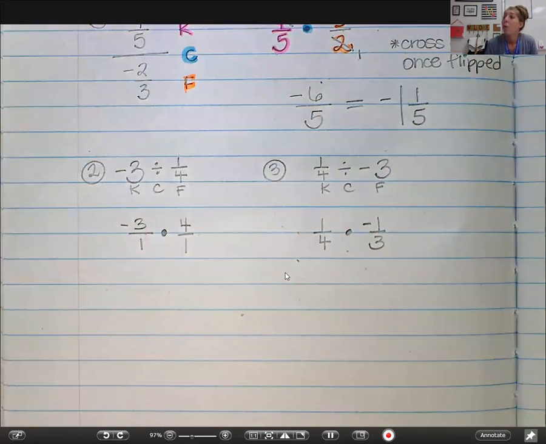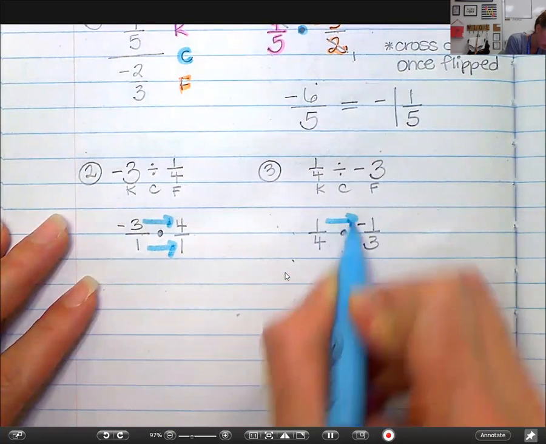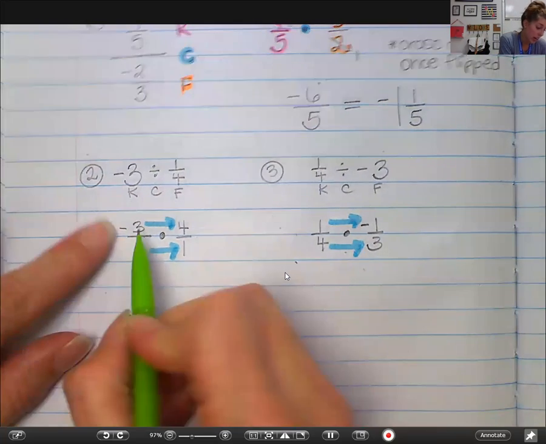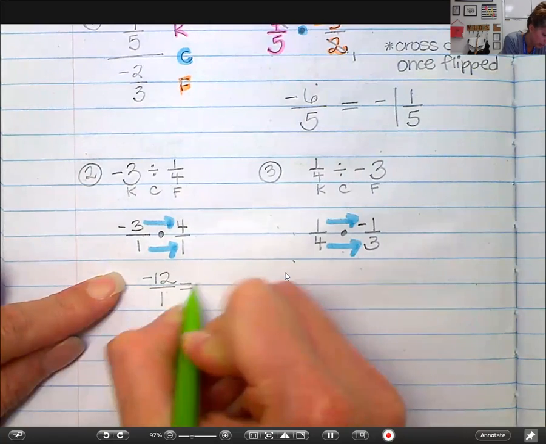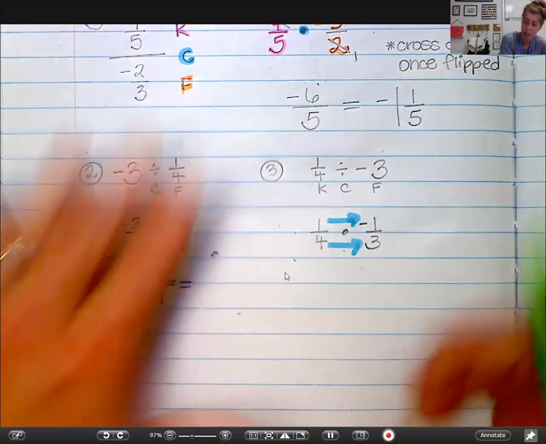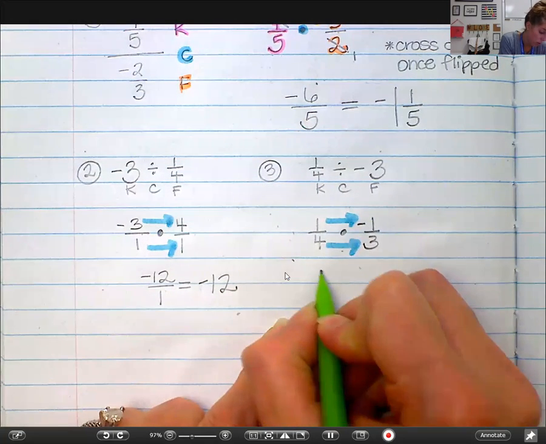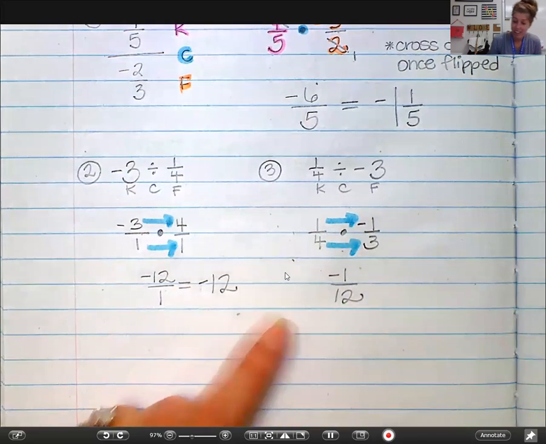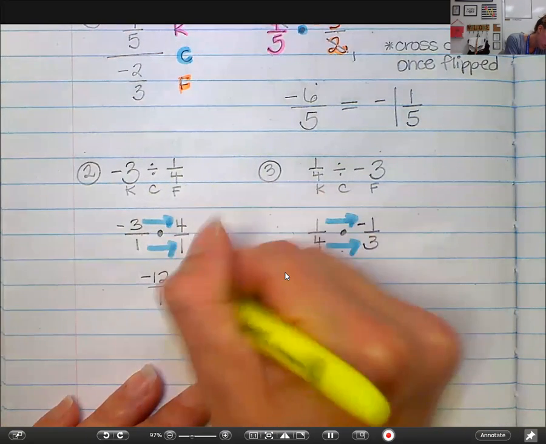Once I rewrite, I can multiply straight across. I don't have any cross cancel opportunities. There we go. And I've got -12 over 1, or just -12. That's our best answer. And then -1 over 12 here. So notice the difference between their answers.